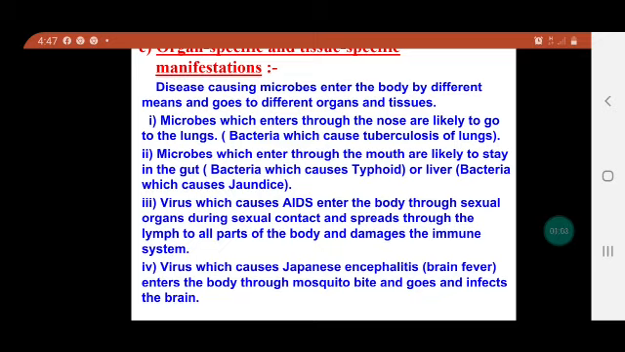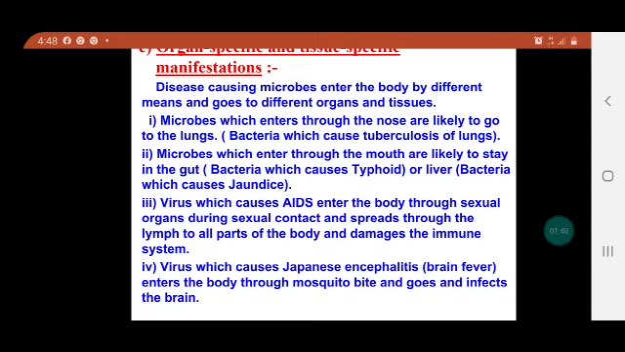They will go directly to the lungs and they may cause pneumonia, tuberculosis, etc. Right? And microbes which enter through the mouth, through contaminated food and water, are likely to stay in the digestive system, and they may affect different areas of the digestive system and the stomach. They may cause abdominal problems, diarrhea, typhoid or jaundice. They may affect our liver. It belongs to the digestive system, okay, and may cause jaundice, right?